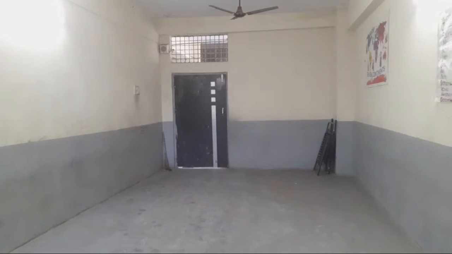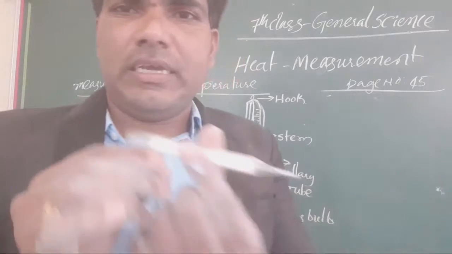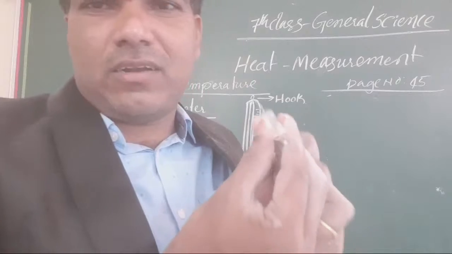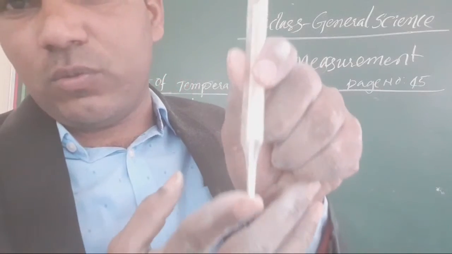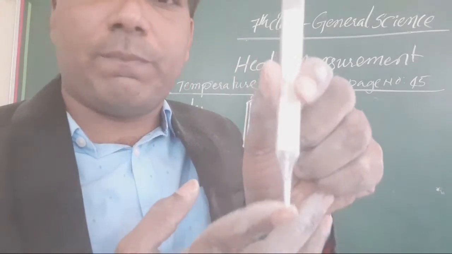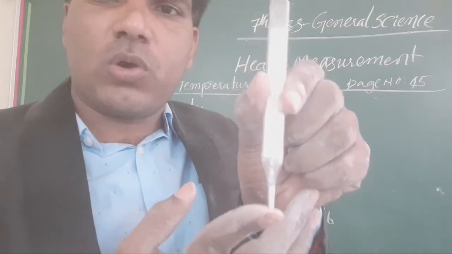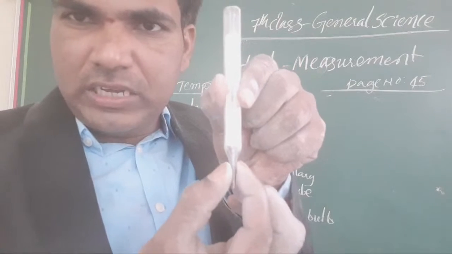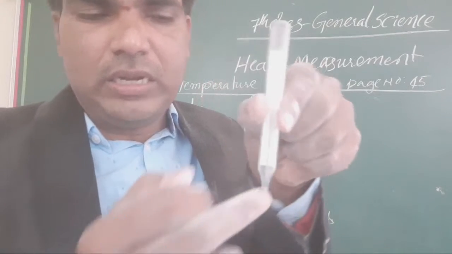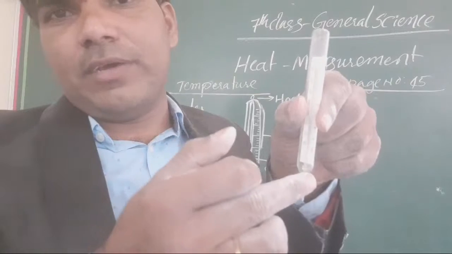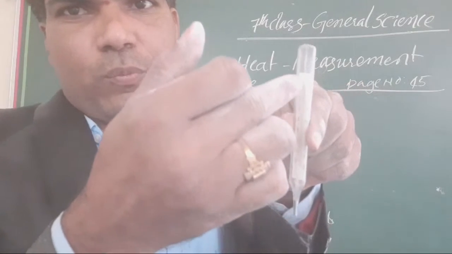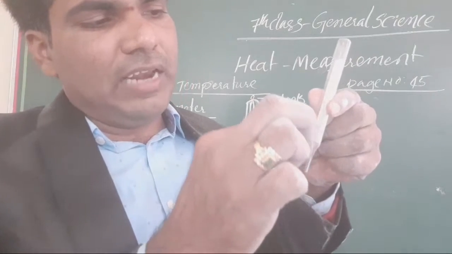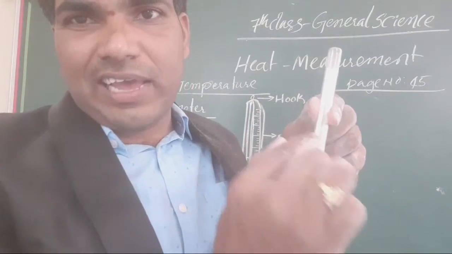Once more I want to explain. This end is in contact with the body whose temperature you have to measure. You make contact with it. Automatically the liquid, the mercury contained here, will rise through this capillary tube. Okay, it will rise through this capillary tube, and it will touch these lines.